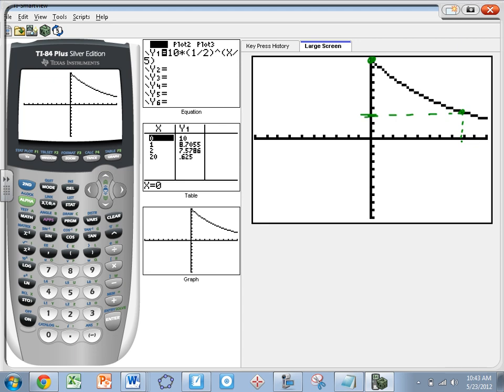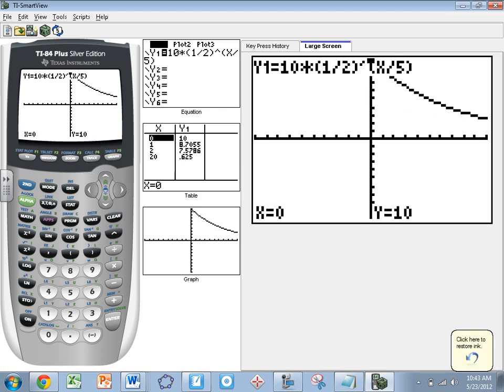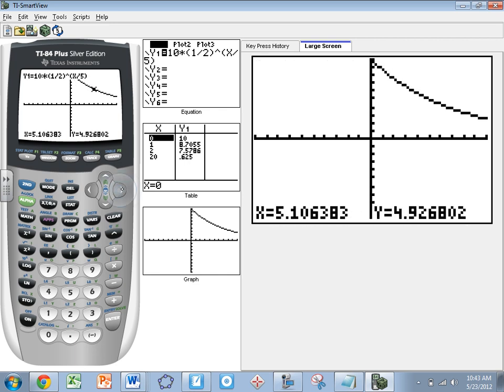So we can start by just doing an estimate. That's one way to do it. To do that, we would press trace, and then go over, and keep going over until we get to around 3 for the y value. Look at your y values.